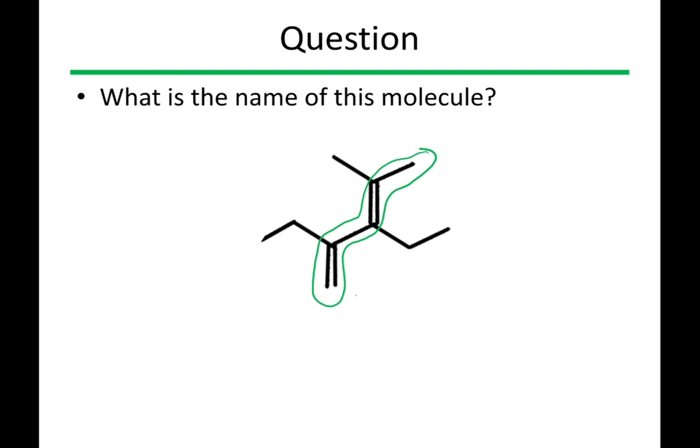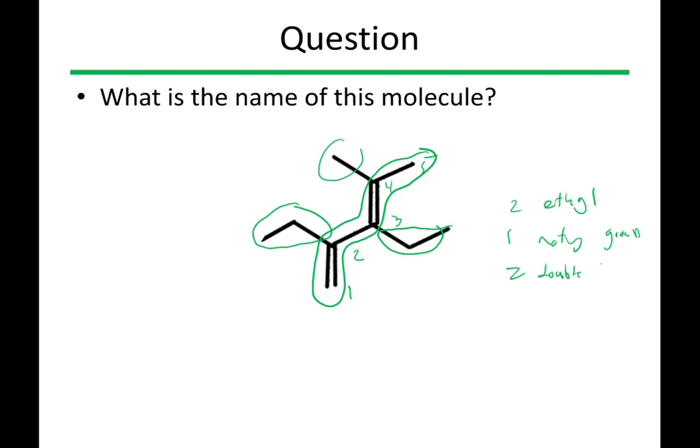We want to minimize the numbers, so that would be 1, 2, 3, 4, 5, minimizing the numbers for the double bonds. And now we look at our substituents. So here we have 2 carbons, so this is an ethyl group. 2 carbons here, so we have 2 ethyl groups. And here at the end, we have 1 methyl group. And there's 2 double bonds. So this will be a 2 ethyl, 1 methyl diene.